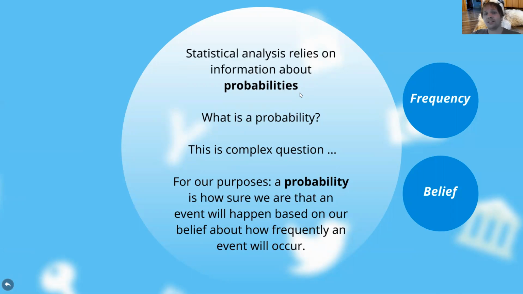The first question I want us to ask is, what does it mean to say that something has a probability of occurring? That is, what exactly is a probability? We have to try to locate it somewhere in the world, presumably.